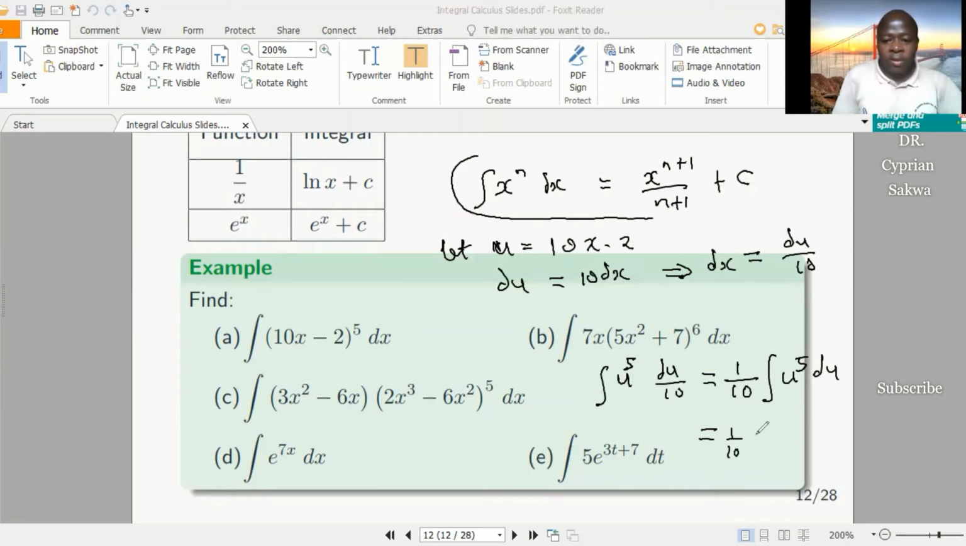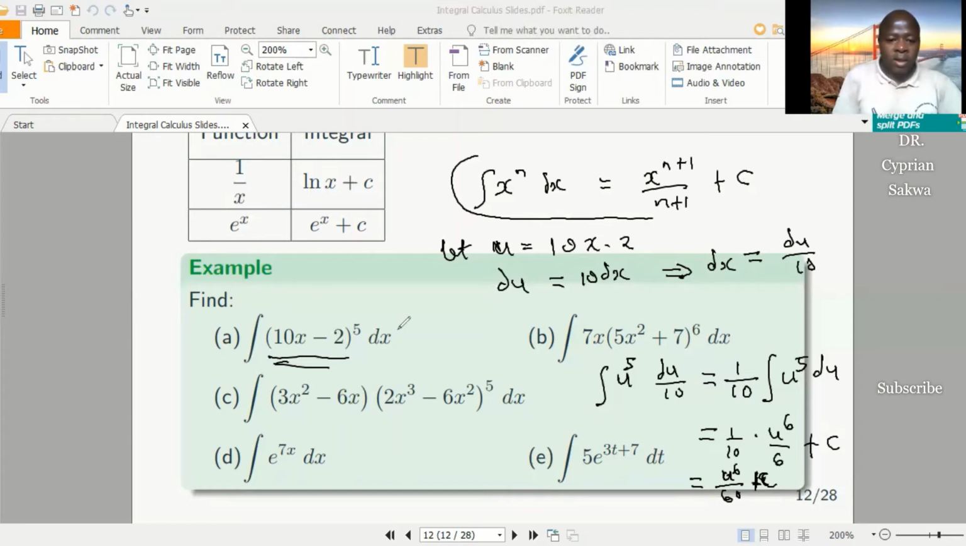The integral of this is 1 over 10 times u raised to 6, divided by the new power, which is 6, then add the constant of integration. So the answer will be u raised to 6 over 60 plus c. You're only left with one task, and it's not hard: substituting back for u, because u was not in our original question. So we substitute u as 10x minus 2.